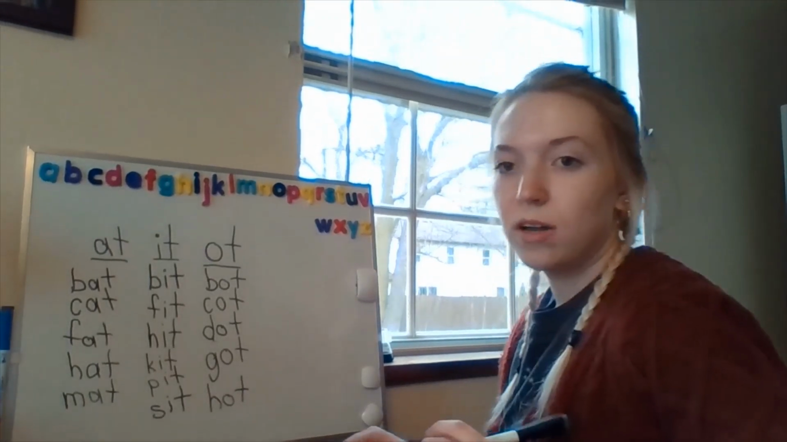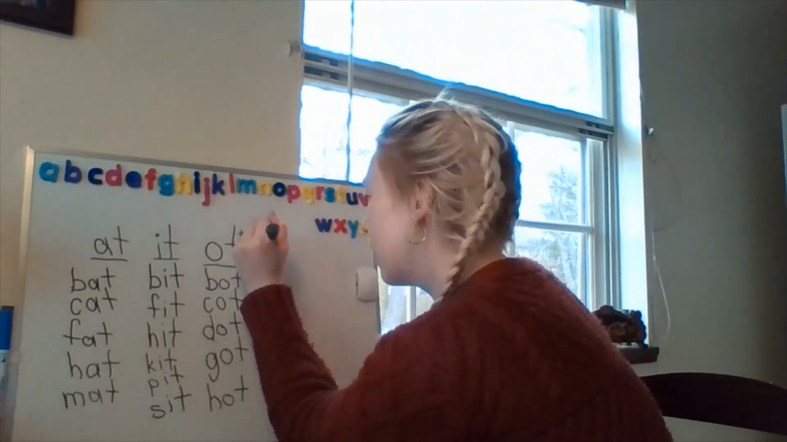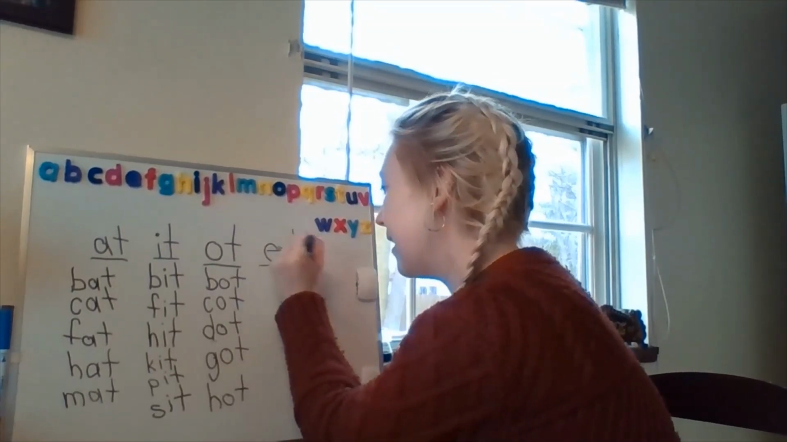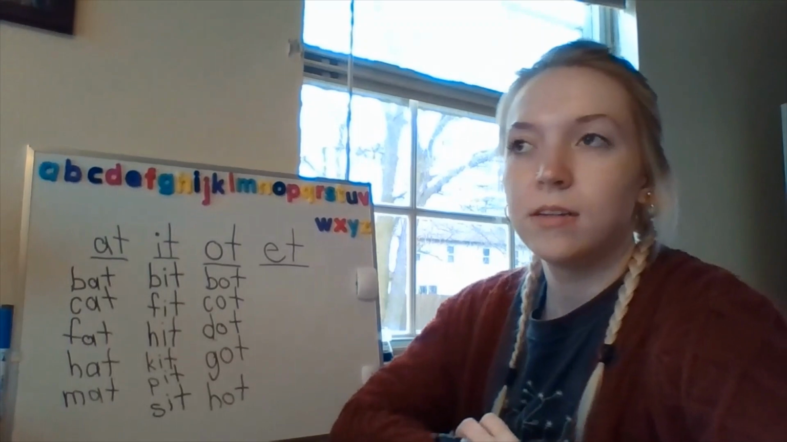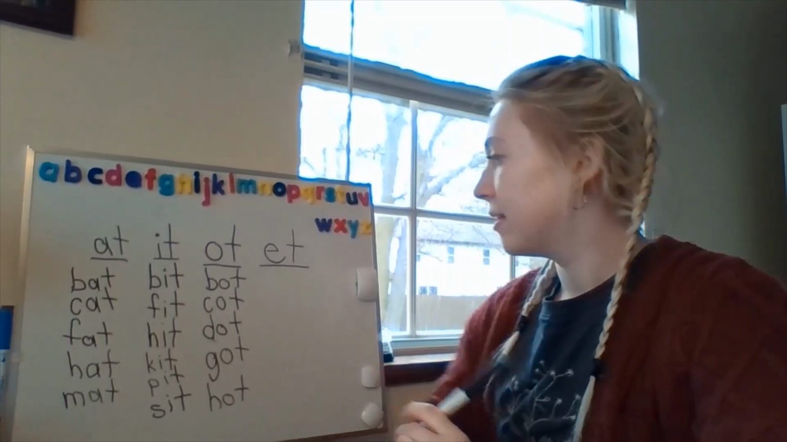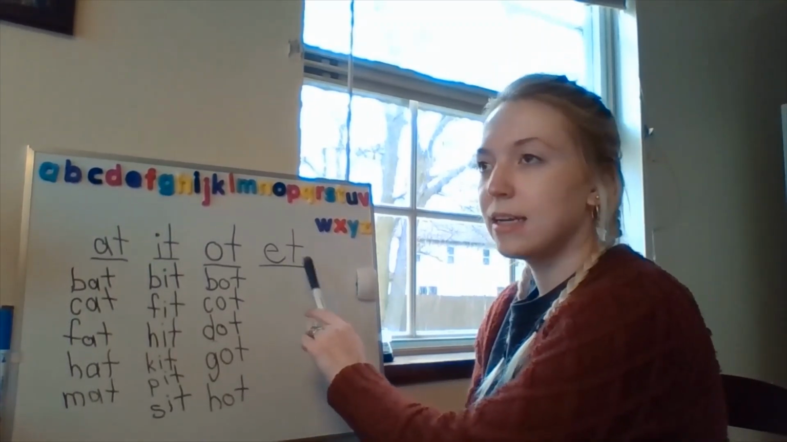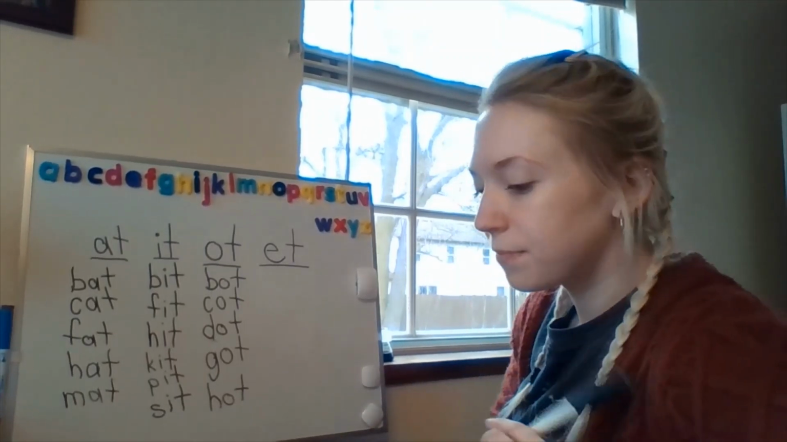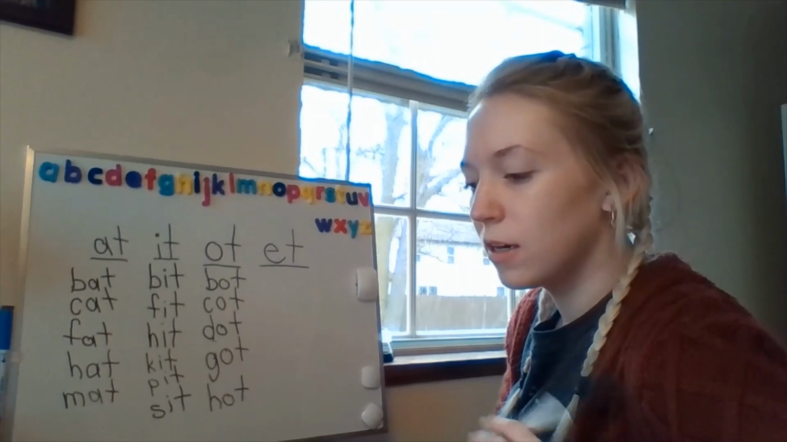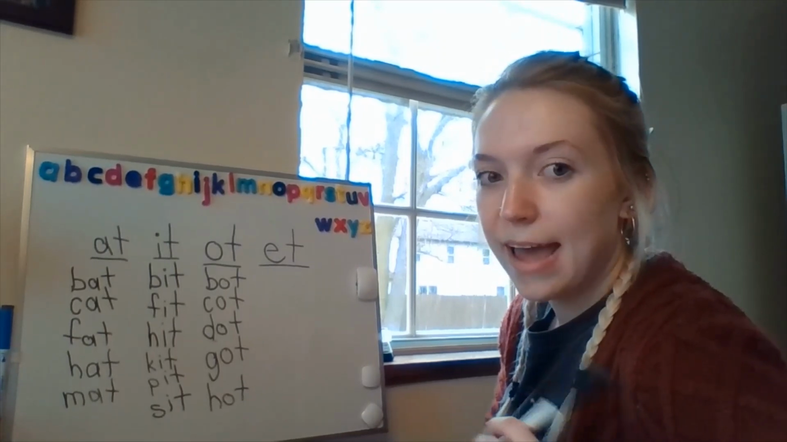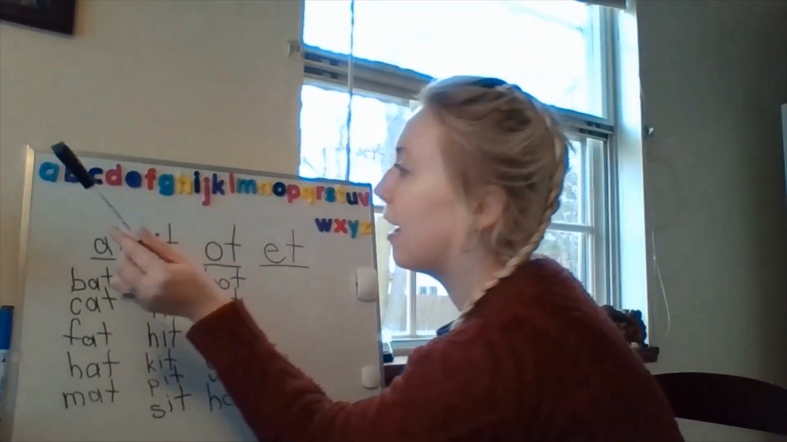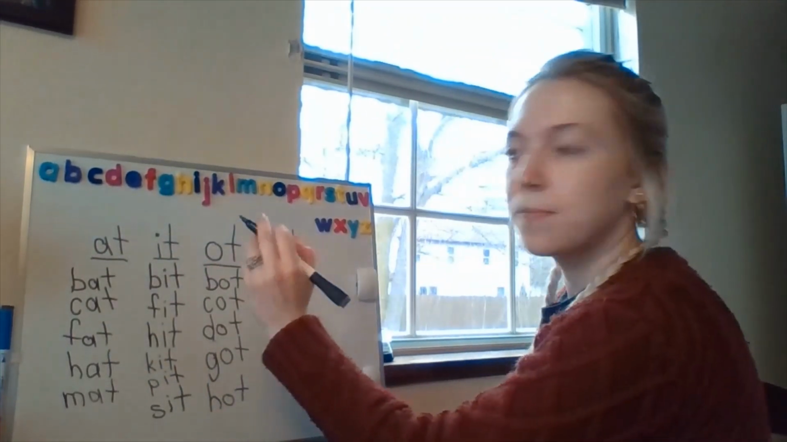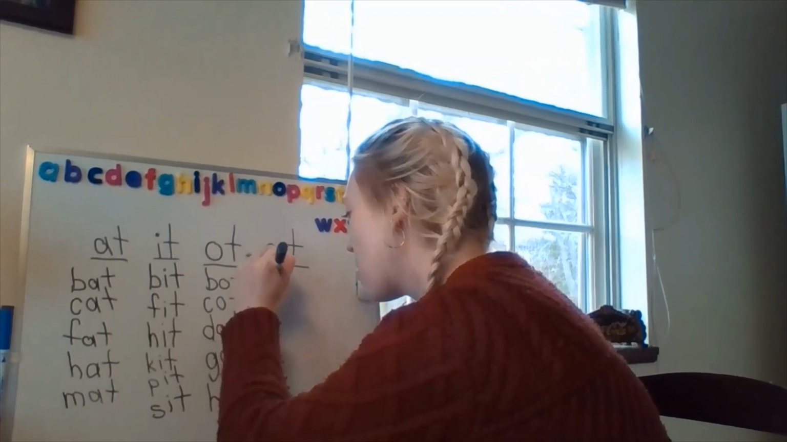I want to do one more. We're going to do words that end in this. Letters E and T. What sound do those letters make? Ready? Et. This is the et word family. Let's think of a word that we can make with et. Can we add an A? No, because it's a vowel. What about a B? I think we can add a B.